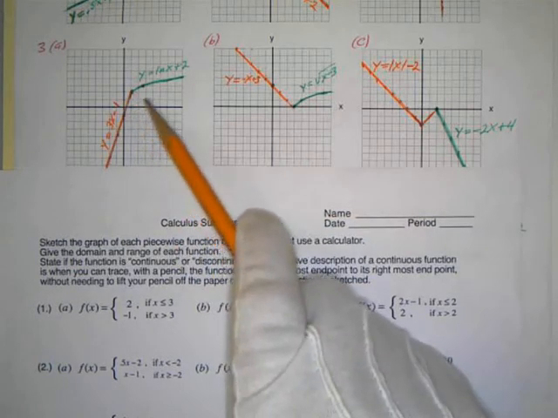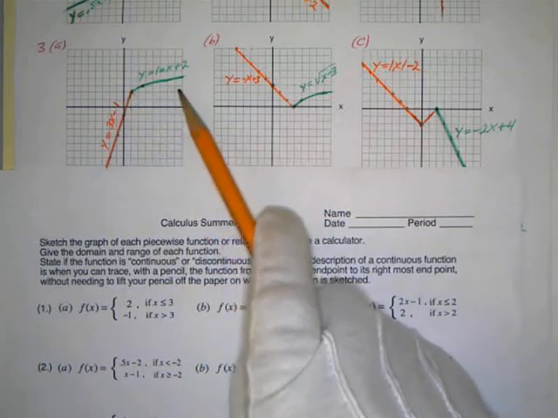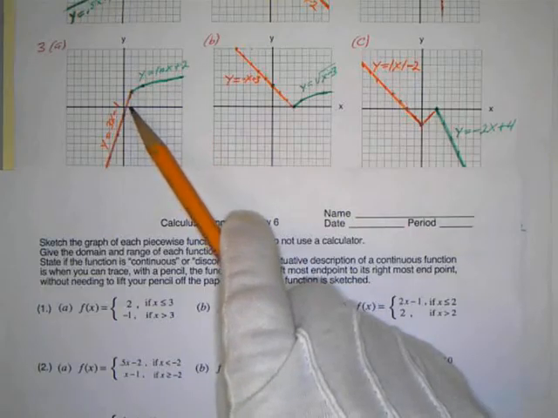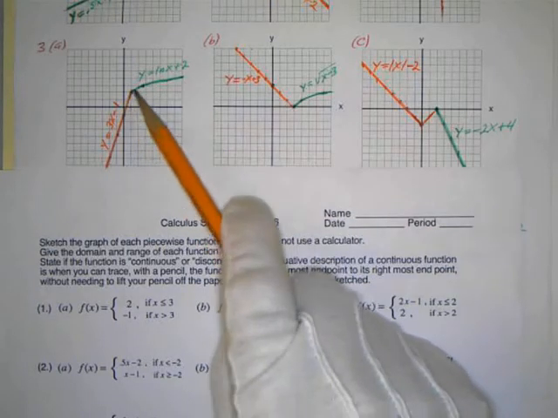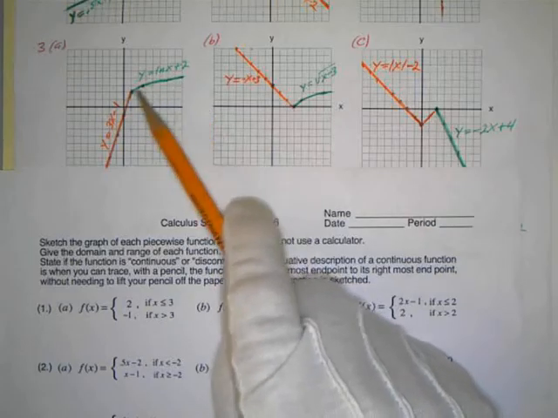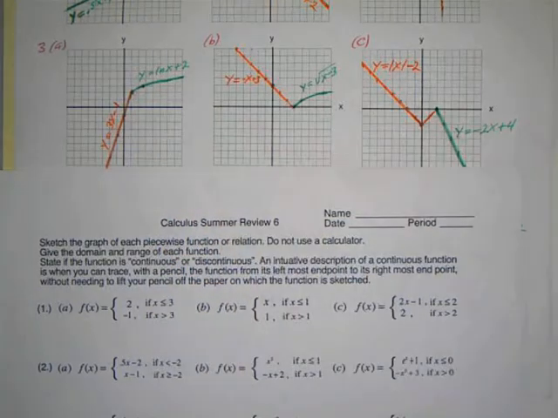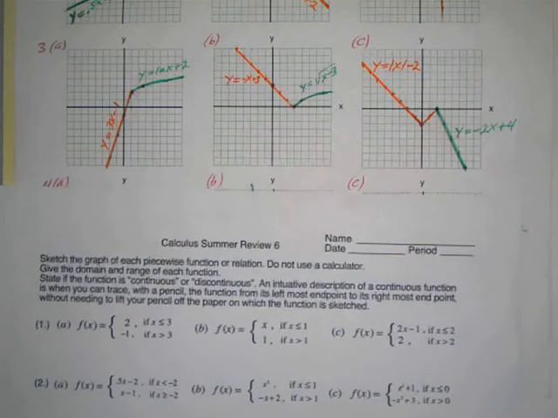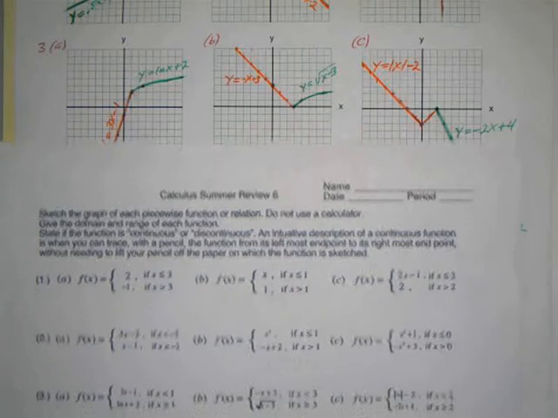It starts over here, okay? And it actually goes through the point 1, 0. But then we're going to shift it up 2, so we just shift it up 2, and it looks like that. And these connect, so this is a continuous function. Okay? Hope that's clear.